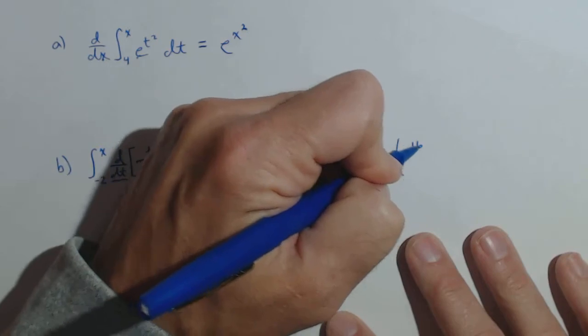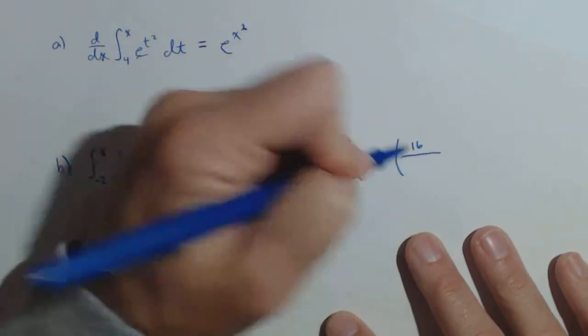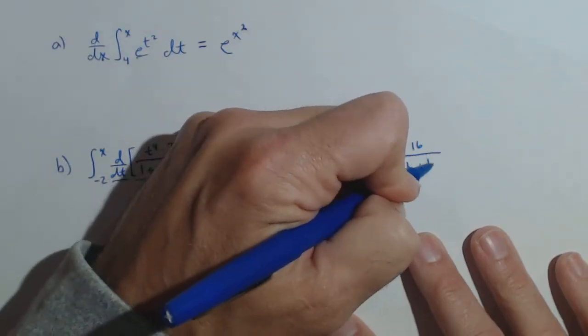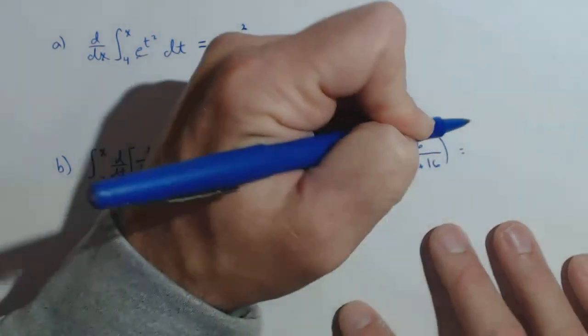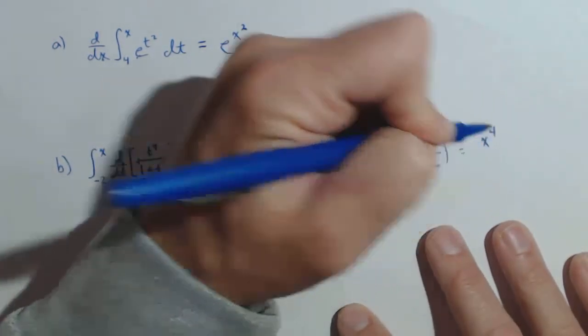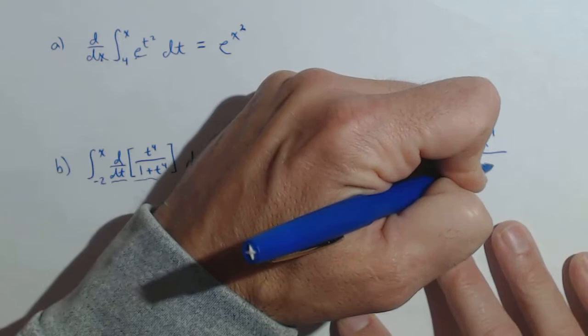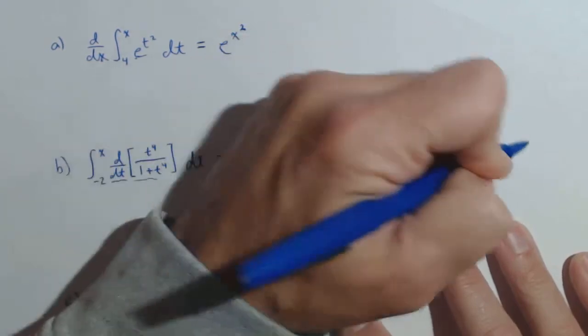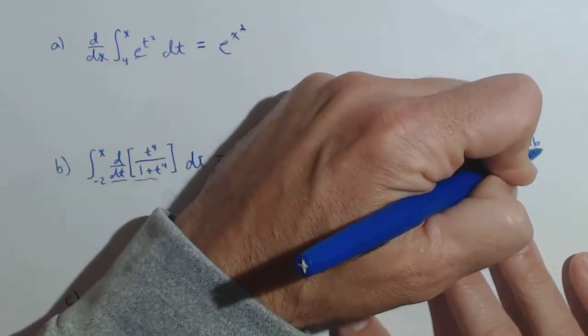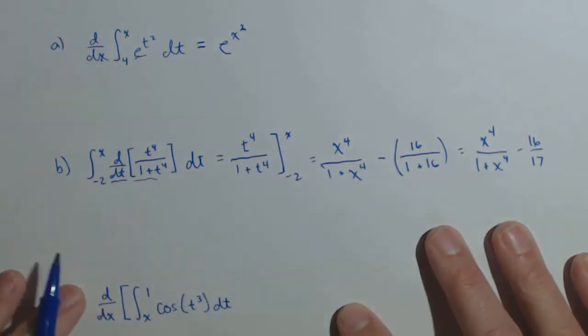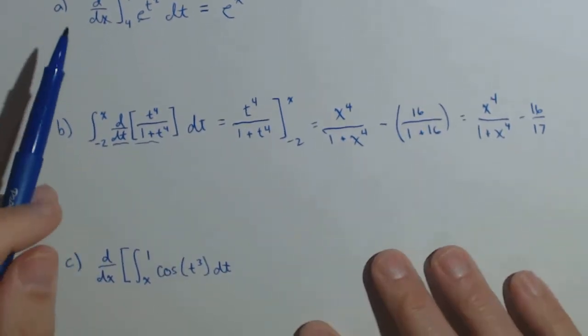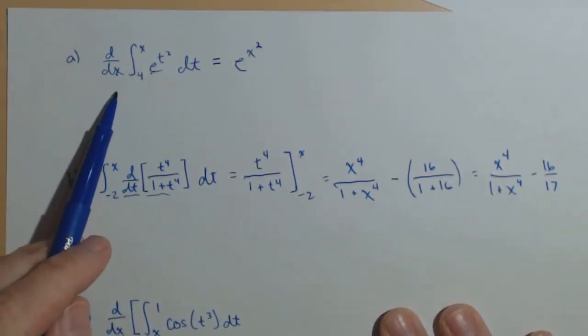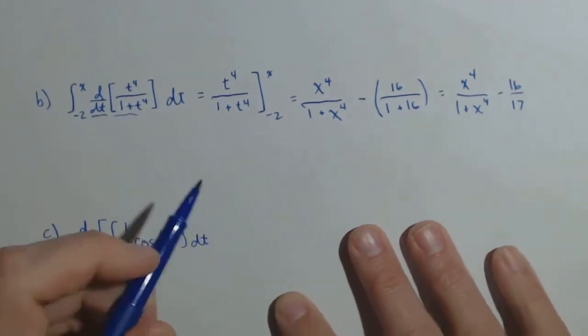Negative 2 to the fourth is a positive 16, over 1 plus 16. And so, just simplifying a little bit, we're not going to worry about common denominators, we're going to have x to the fourth over 1 plus x to the fourth minus 16/17. So this is a perfect example of the second fundamental theorem. This is a perfect example of the first fundamental theorem.